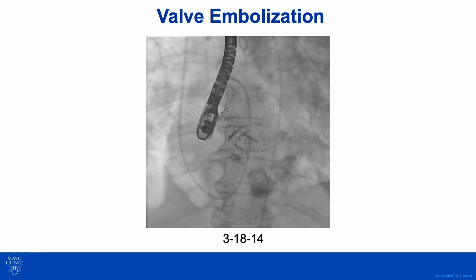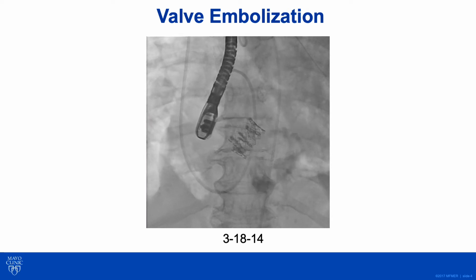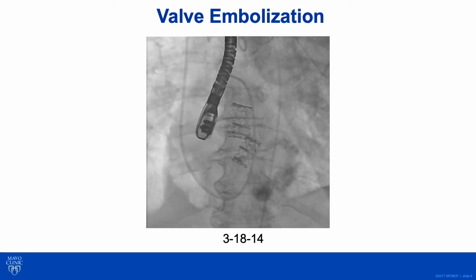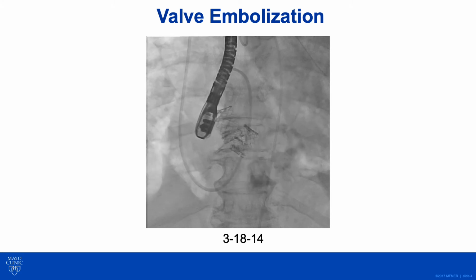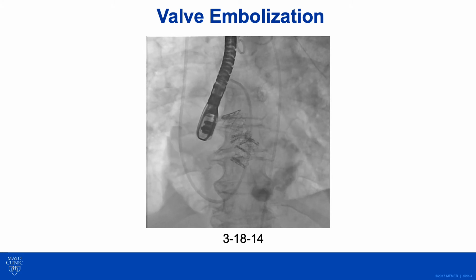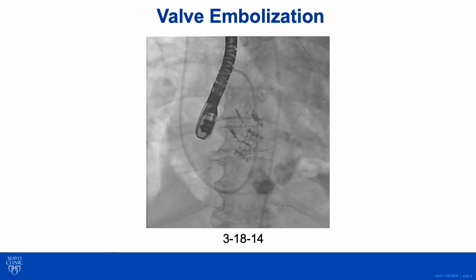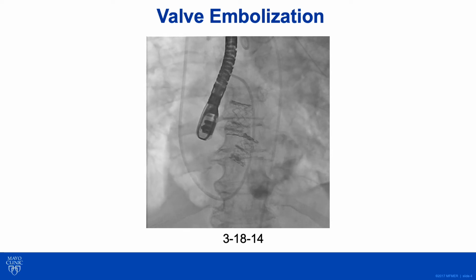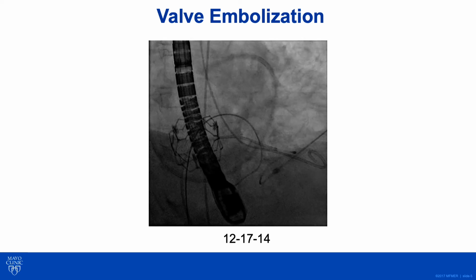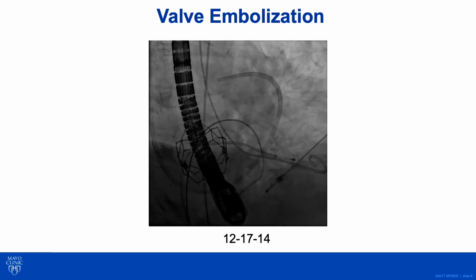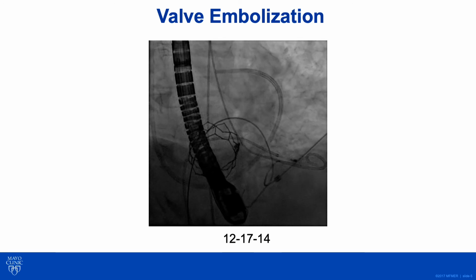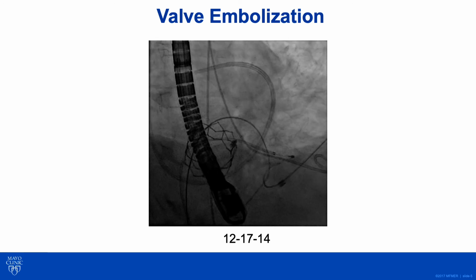This is back from March of 2014. This patient was treated with transapical TAVR followed by transapical valve-in-MAC with a first-generation device. And as you can see, this patient had embolization of the Sapien valve into the left atrium. Same year, we had a second case of valve embolization. This was a transseptal valve-in-MAC, and the valve also embolized to the left atrium. This is a second-generation device.